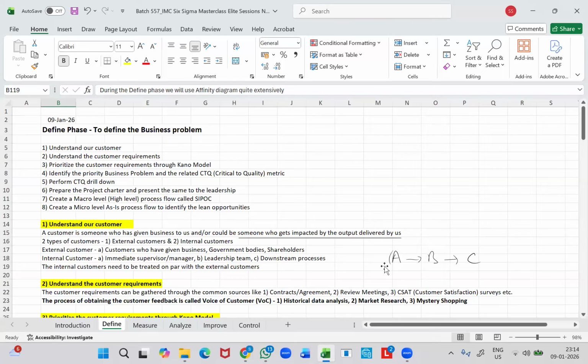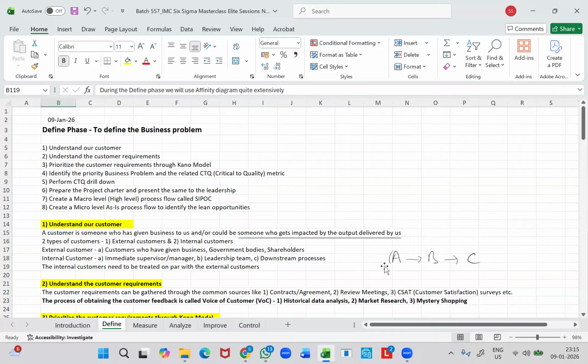So the definition of customer. A customer is someone who has given business to us, which is quite obvious, and/or someone who can also get impacted by the output delivered by us. The customer who has given business to us can also get impacted by the output delivered by us. That is why I put and/or, it could be one of these two. Even if someone is getting impacted by the output delivered, then that entity needs to be considered as our customer.